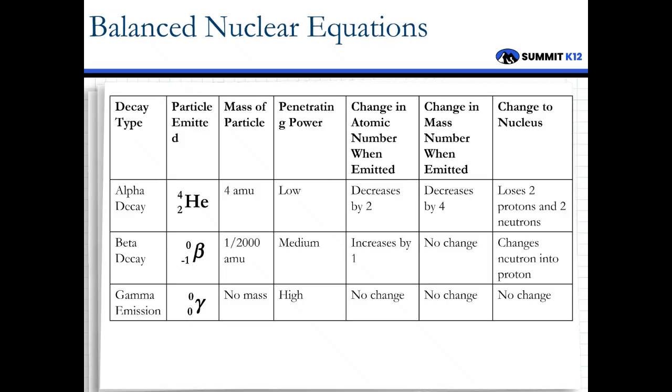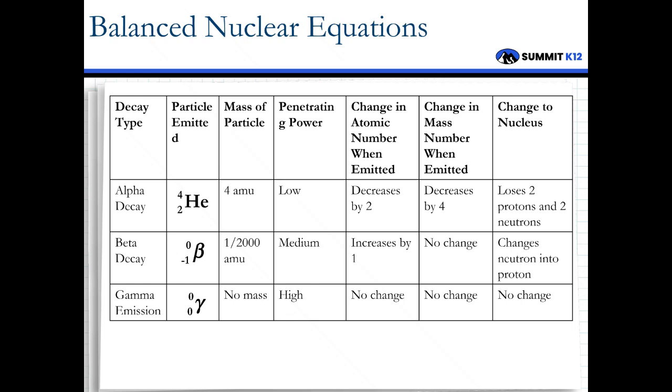So, we can see 3 different decay types, and this table will summarize the most important characteristics of each type of these decays. So alpha decay emits a particle that is a helium nucleus. It has 4 as its mass number and 2 as its atomic number. It has a mass of 4 AMU, and it doesn't penetrate through a lot. It typically is stopped by a piece of paper. When emitted, the atomic number of the isotope is going to decrease by 2, and the mass number will decrease by 4 due to the loss of 2 protons and 2 neutrons.